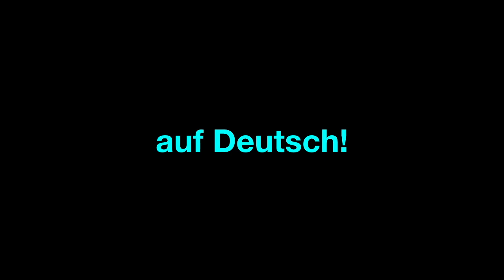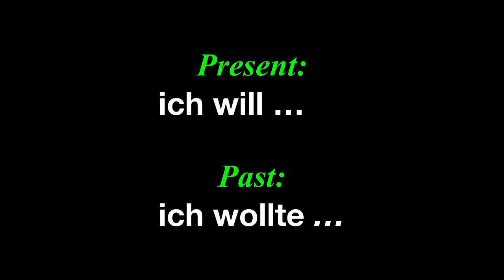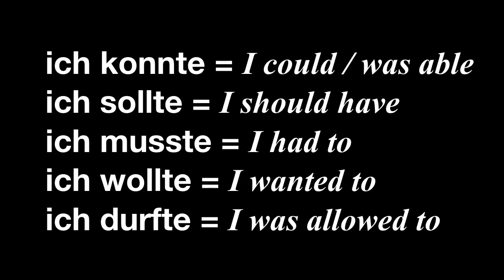Auf Deutsch, how do we do this in German? Ich will, I want to, but ich wollte, I wanted to. So for each modal verb, we'll have a past tense form. I'm going to assume that you are familiar with the present tense form, so we're just going to look at the past tense here. Okay, ich konnte, I could, ich sollte, ich musste, ich wollte, ich dürfte. Big hint, notice that they all end with te.